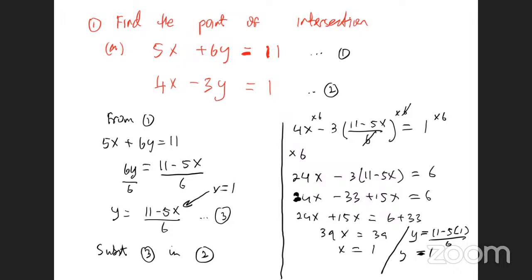Because I don't want to work with a denominator, I multiply every term to get rid of the denominator. So the denominator is 6, so I multiply every term by 6. Please don't multiply 3 by 6 as well. All right?